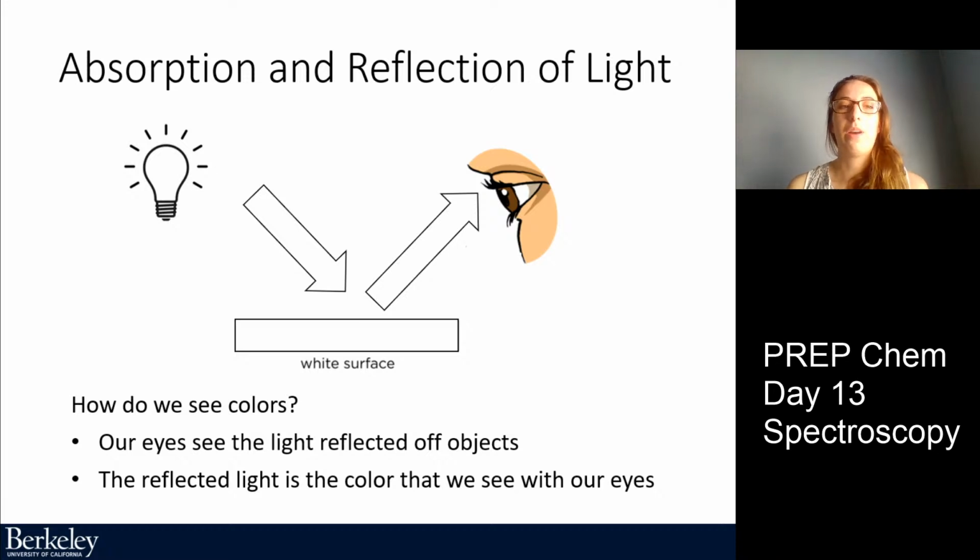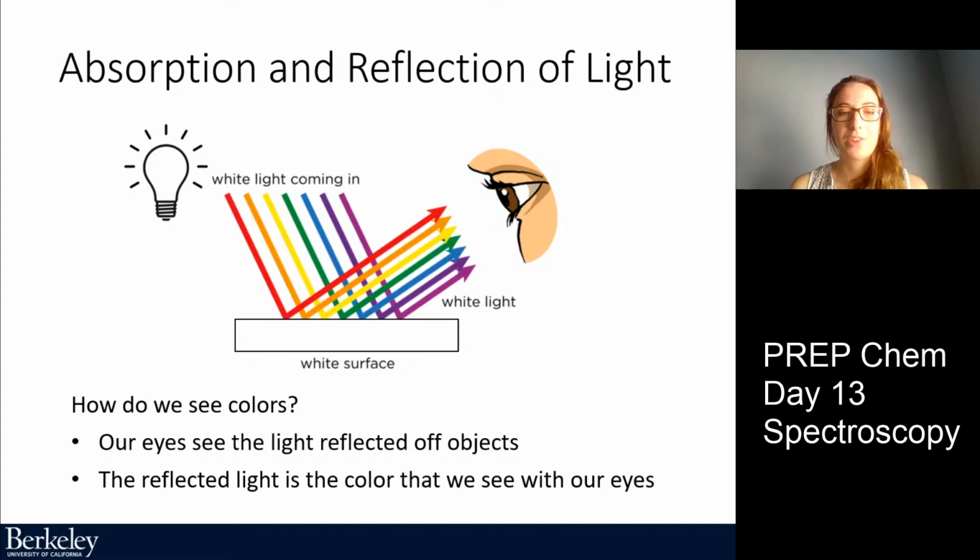Okay. So let's talk about absorption and reflection of light. So when we observe colors, what is actually happening? So you would have light, and what our eyes actually see is the light reflected off of other objects. So this is the only color that we would see with our eyes. So say you had a white surface. What are we actually seeing?